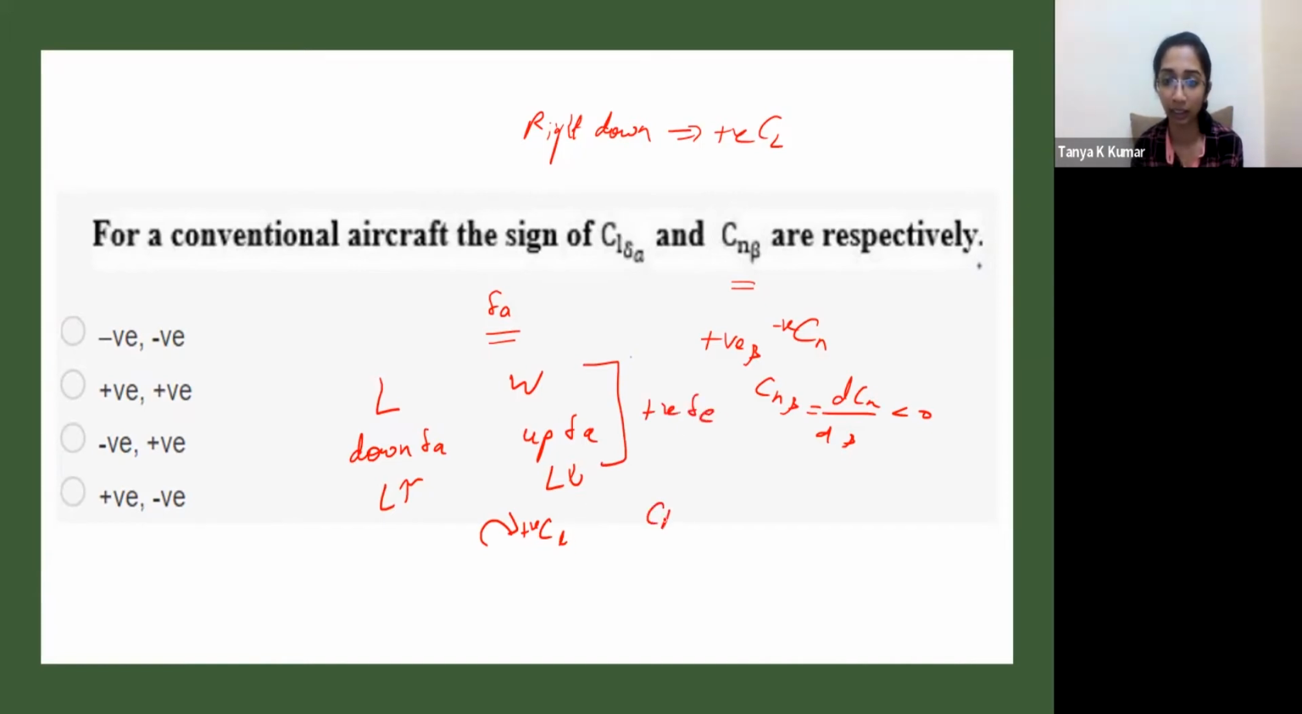So CL delta A is also positive, right? Cn beta is positive, CL delta A is negative. Okay.